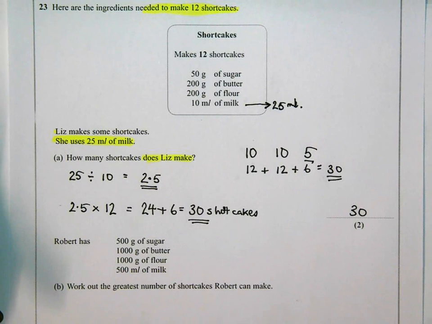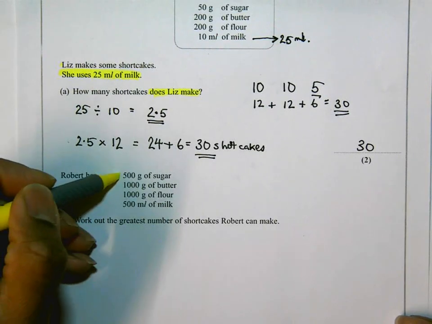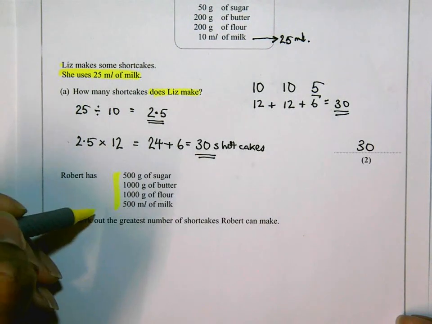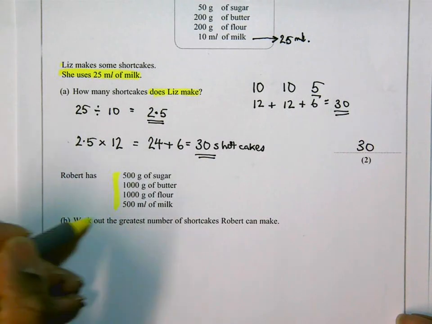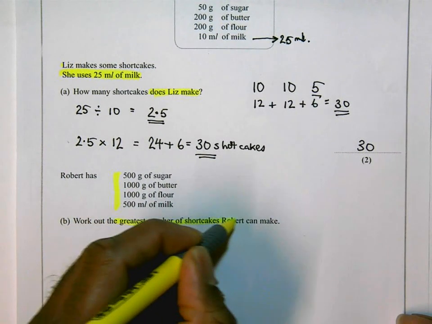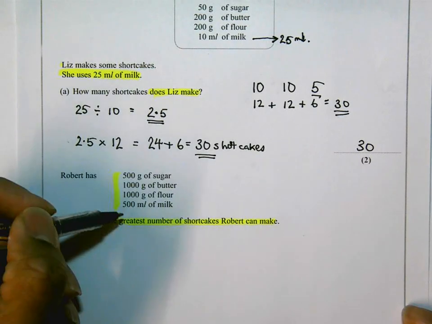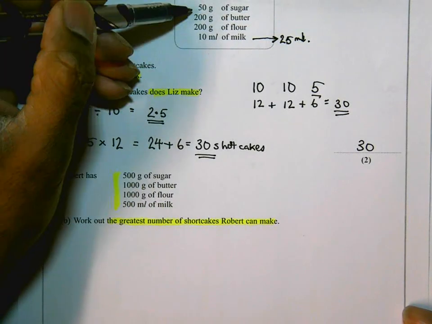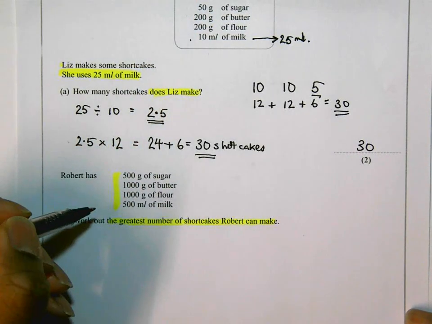Okay, in part B, the question says Robert has these ingredients here: 500 grams of sugar, 1,000 grams of butter, 1,000 grams of flour, and 500 milliliters of milk. Work out the greatest number of shortcakes that Robert could make. So you want to work out the greatest number of shortcakes that he could make. What you need to do is look at these ingredients that he has, and the ingredients you need to make 12 shortcakes, and work out how many he could make altogether.